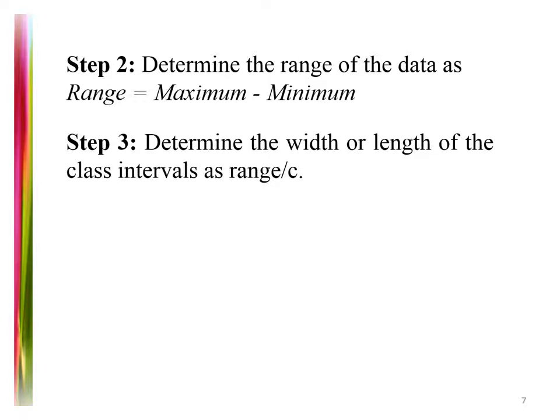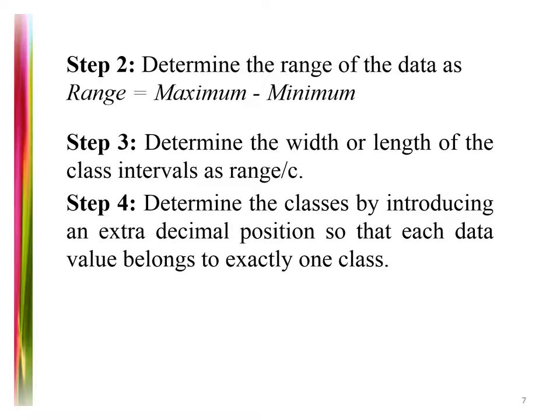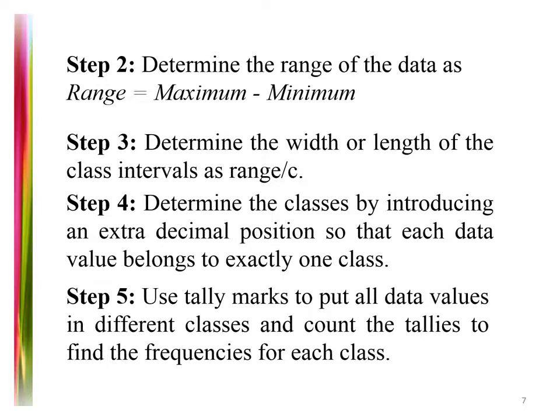Step three: determine the class width, or length of the class interval. It should equal the range divided by C, that means range divided by the number of classes. Step four: determine the classes by introducing an extra decimal position so that each data value belongs to exactly one class. This decimal position adjustment is also important if you want to plot the histogram, because we have to change the data to continuous; strictly, we call this continuity correction.